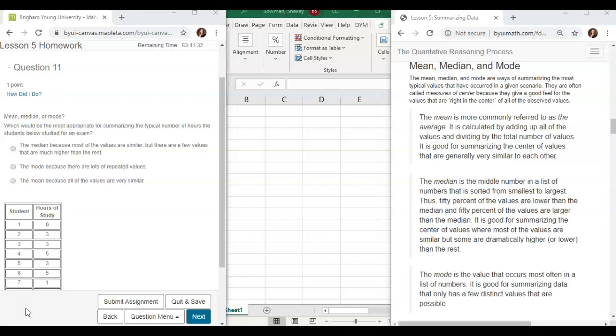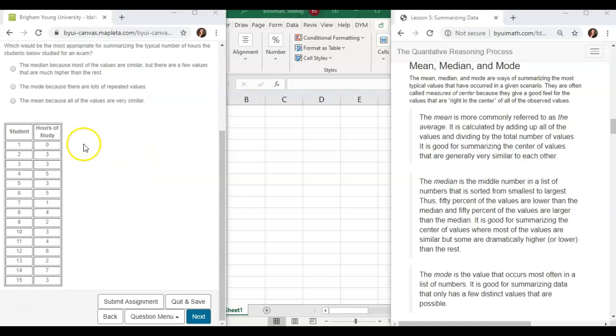The second, the mode, because there are lots of repeated values. Third, the mean, because all of the values are very similar. So if we scroll down to see all of our data points here, we have 0, 3s, 5, 1, 4, all the way up to 7, and in between.